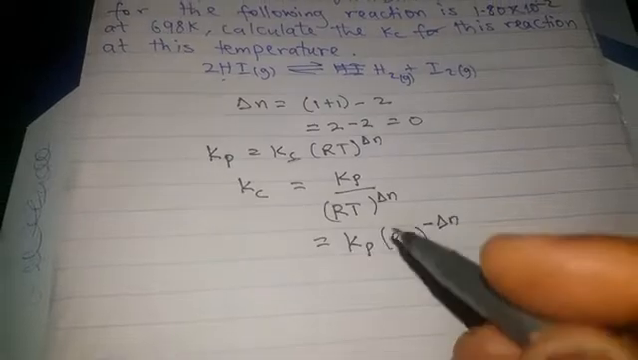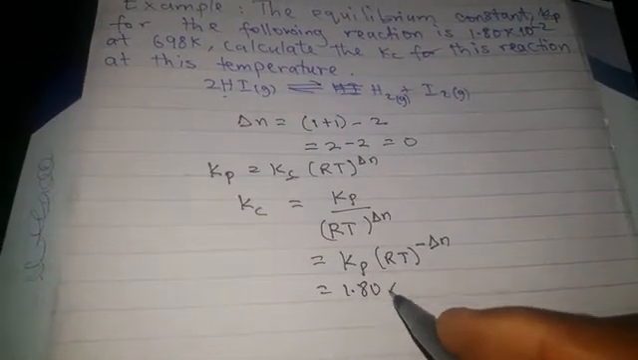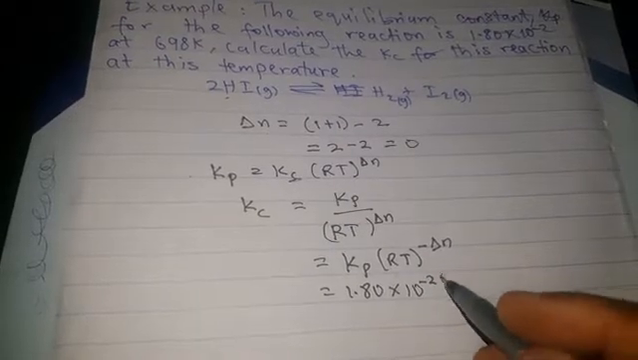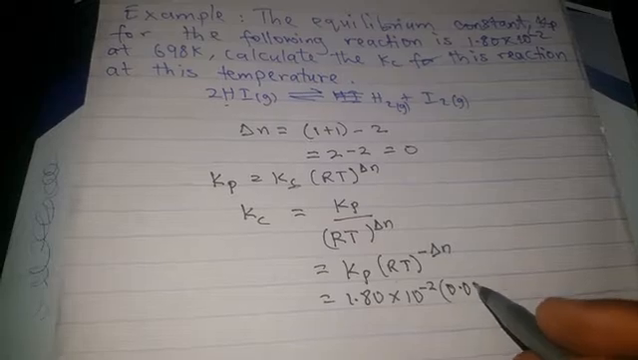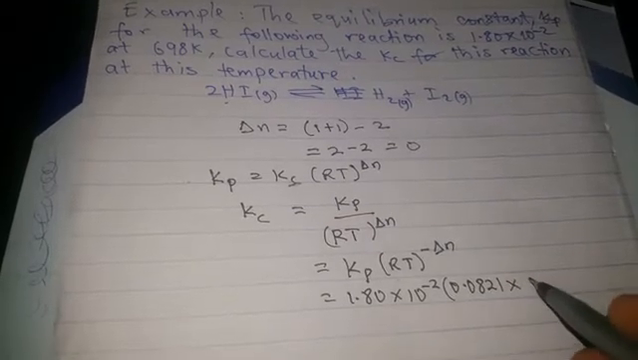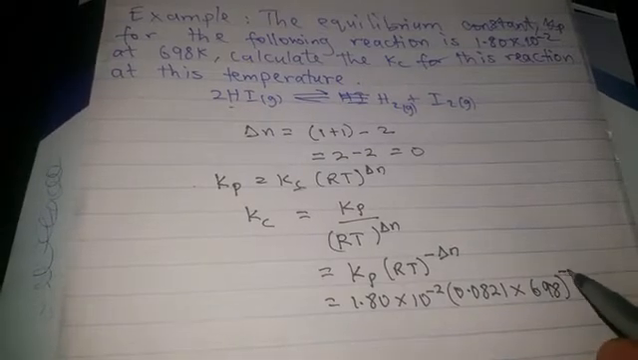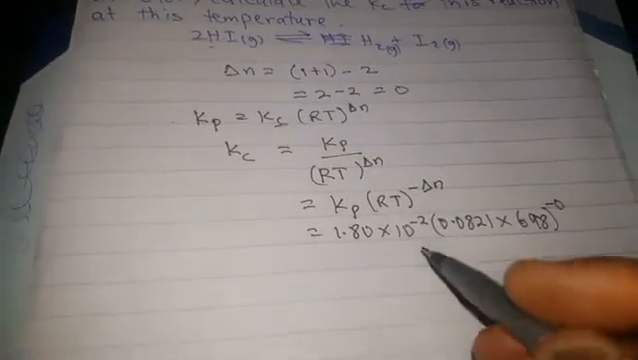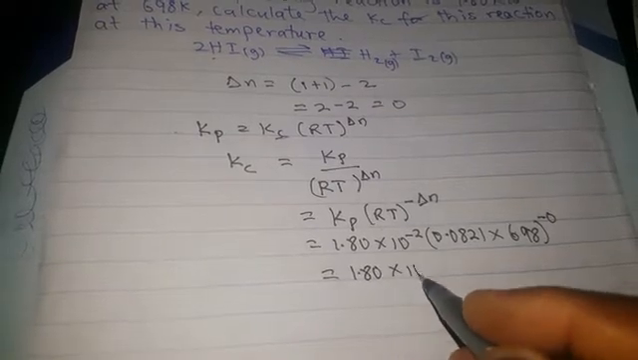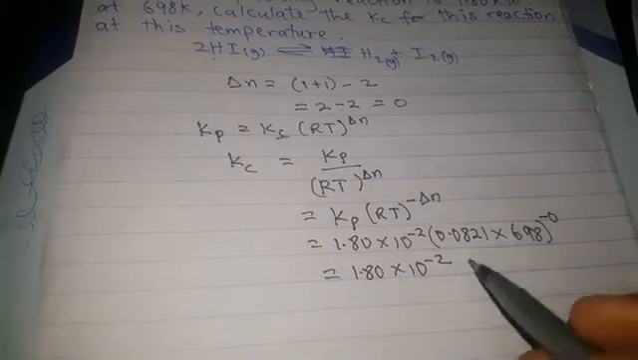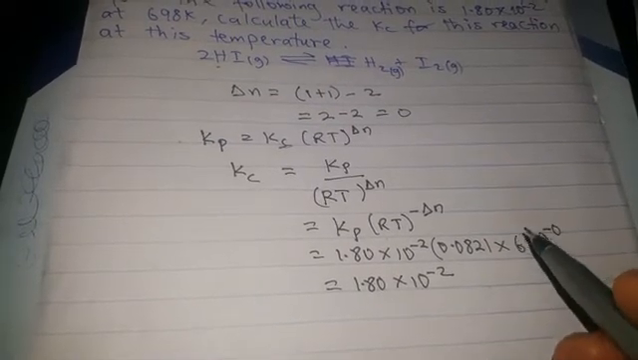That's the difference. So my value for Kp here is 1.80 times 10 to the power minus 2, into my R, which is 0.0821, times my temperature, which is 698 Kelvin, then raised to minus the change in number of moles, which is 0. So my answer is going to be 1.80 times 10 to the power minus 2. Why? Because the whole of this raised to the power 0 is 1, so we are left with this.